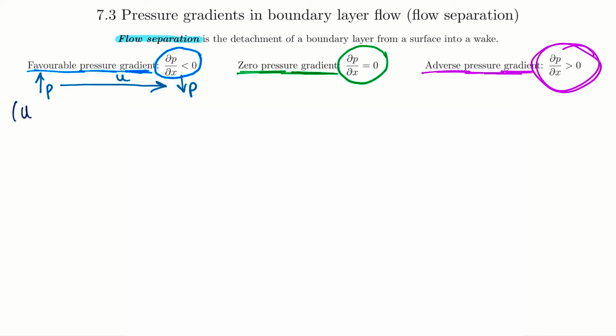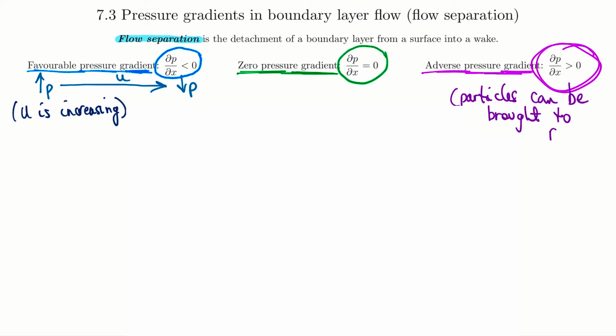So you should have some kind of notes there, but don't copy what I'm writing, right? Just have your own summary. But you should have something that denotes that U is increasing when it's favorable, and when it's adverse, U is decreasing. So the note we're going to make here is, in the case where it's decreasing, the particles can be brought to rest. You can actually decrease the velocity so much that you can stop the flow. Now, stopping the flow is what's causing the separation. So this leads directly into flow separation.